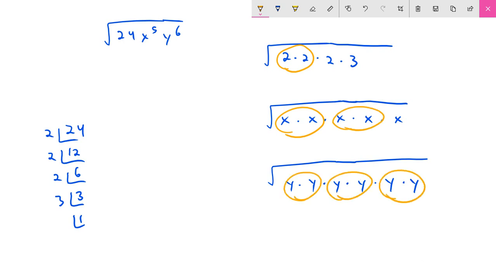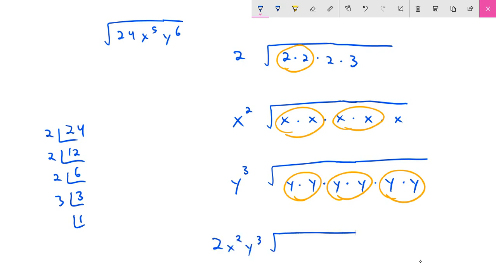So what has exited the radical is going to be a 2 right here. How many pairs did I have? 2 pairs right here. So that's x squared because 2 pairs. And then y to the 3rd because there's 3 pairs there. So total now on the outside of my radical is 2 x squared y cubed.